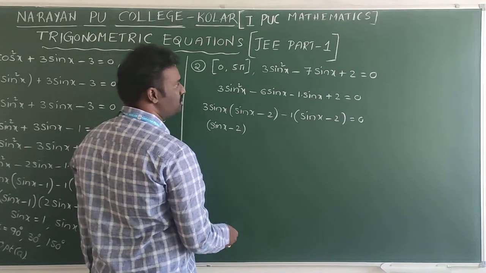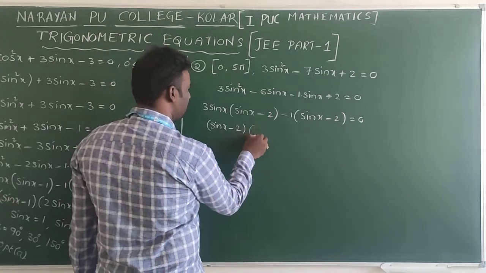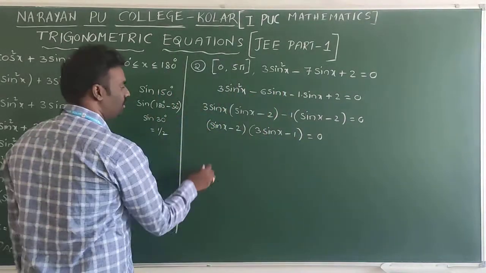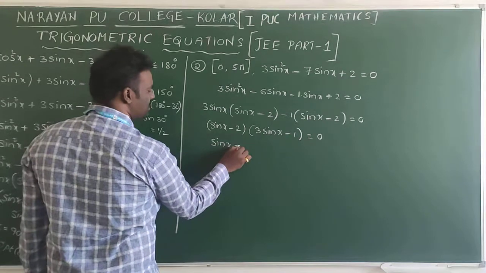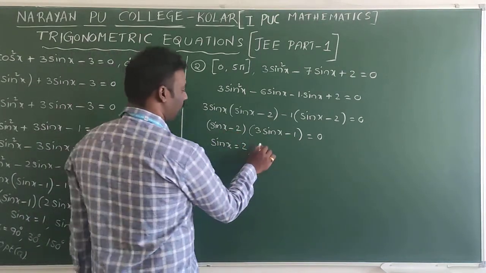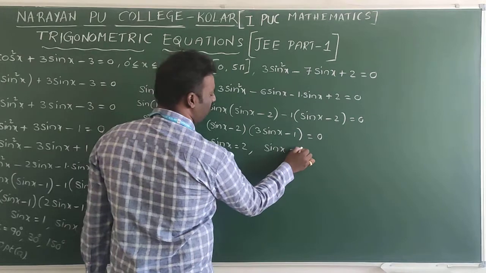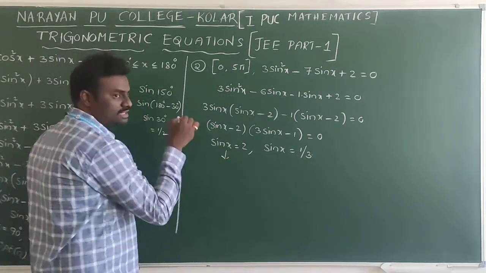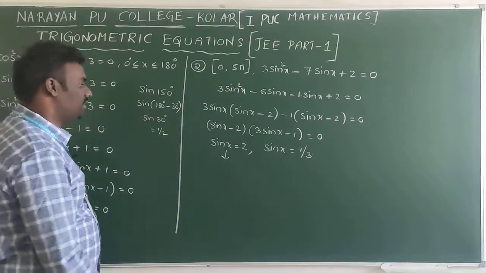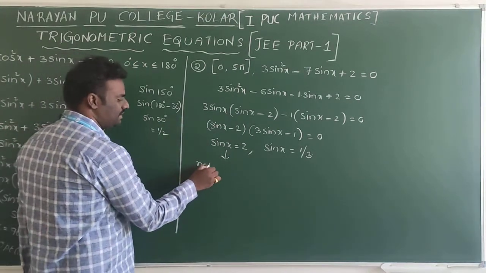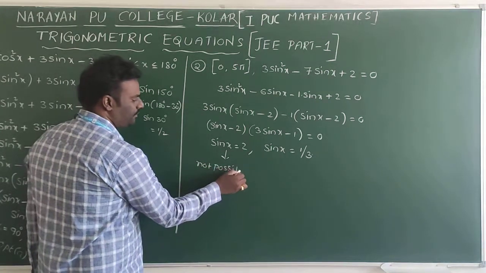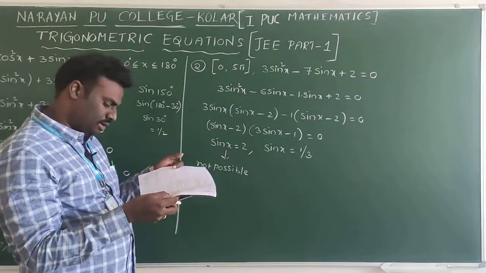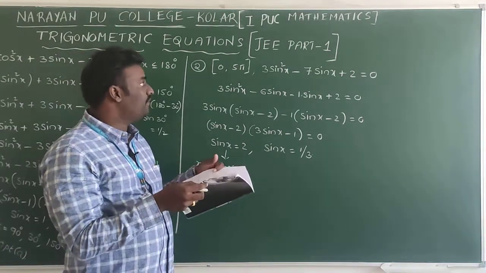Now if you take sin x minus 2 common, what you will get? 3 sin x minus 1 equals to 0. So from this you will get sin x is equal to 2 and sin x is equal to 1 by 3. But according to the sine range, it is minus 1 to 1. Therefore sin x is equal to 2, which is not possible.